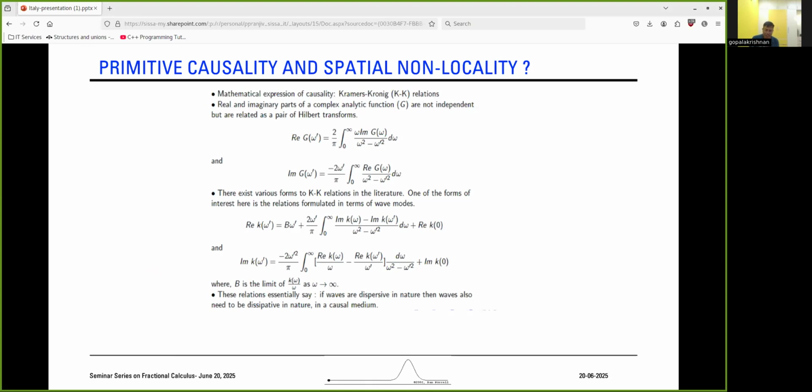And if they are matching very well, from either my governing equation or from this equation, then you say that the models are causal and you will not have any of these unphysical phenomena. And there are various versions. For the first version, G is what we call the system transfer function. We use that. And if you want to find the wave number, we will use the second equation, which can be derived from the first. And these essentially say that if the waves are dispersive, they are also dissipative or evanescent in a causal medium. Next, please.